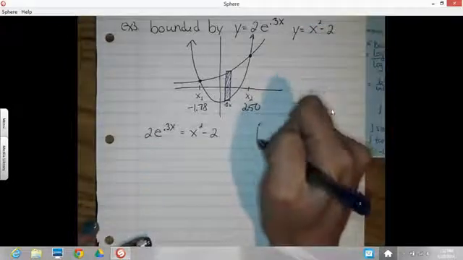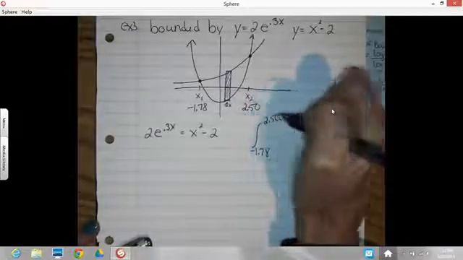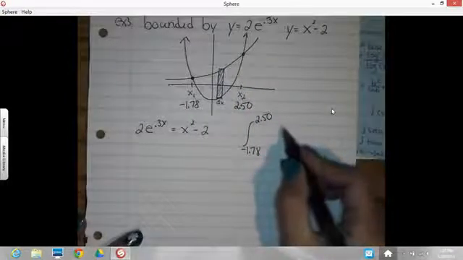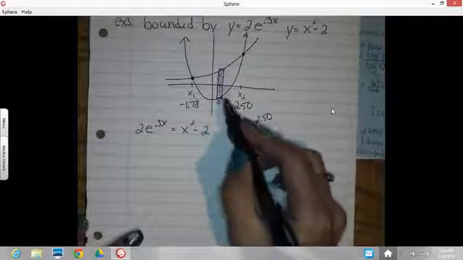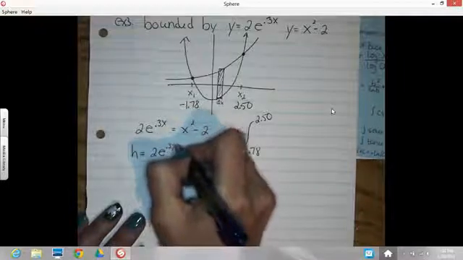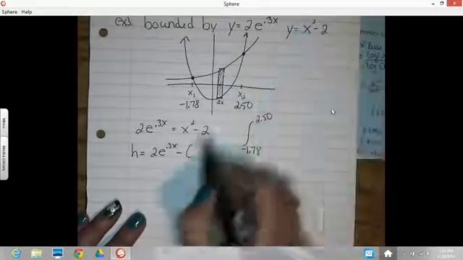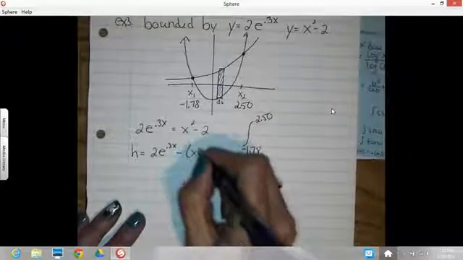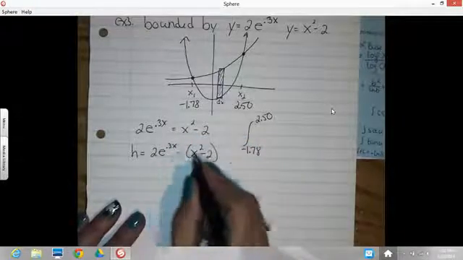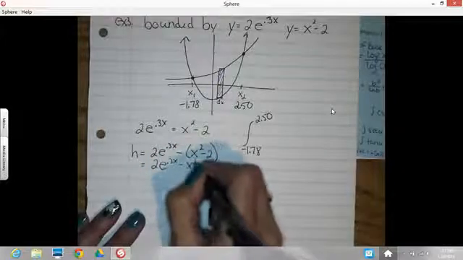So now I can set up my integral here. Negative 1.78 to 2.50. Now I need the height of my rectangle, that's top function minus bottom function. So the height, I kind of like to do it over to the side. Top function is the e function, so that's 2e to the 0.3x minus the bottom function, the parabola. I know it has two terms to it, that's why I put my parenthesis here. Now I'll distribute the negative. There's my height.